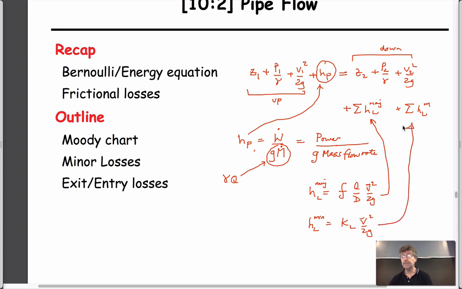And it just becomes a recipe. And so you certainly know Bernoulli's equation. All the units are in units of length. And I guess the other thing is the pump head is positive if a pump, and it's negative if a turbine. So if you're taking energy out of the system, then it becomes negative. So there's a sign convention that applies.